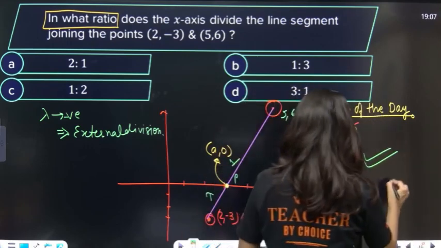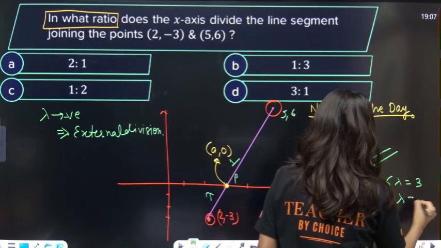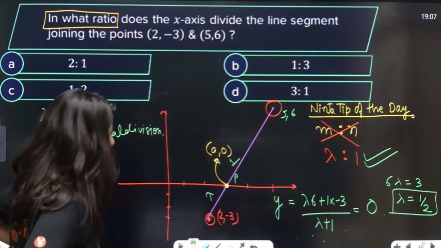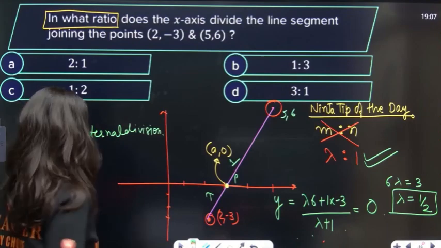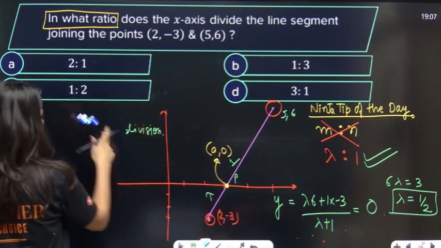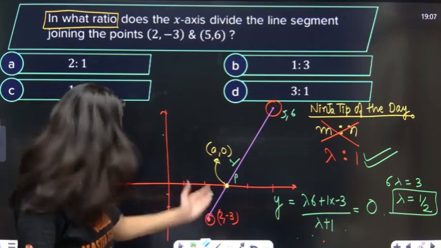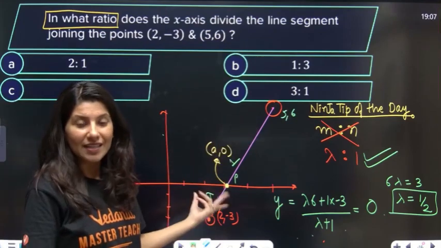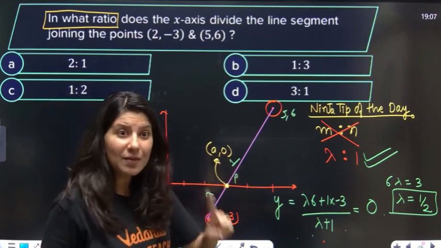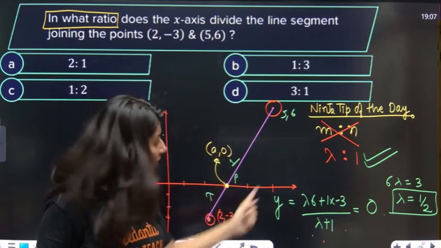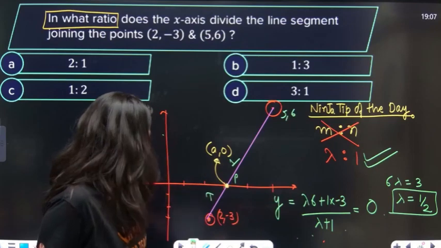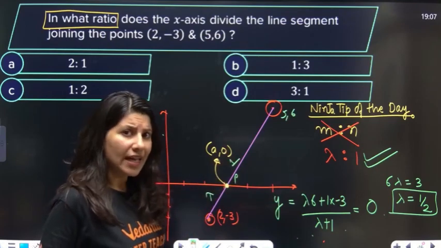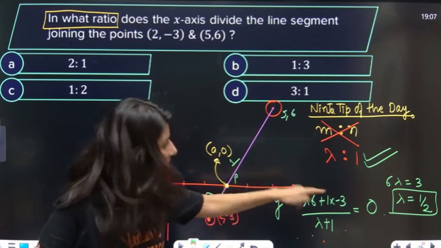So 6 lambda is equal to 3. Lambda is going to become 1 by 2, my dear students. So lambda is actually positive. And I realized how come internal division, I can see the x-axis is lying between these two coordinates. If you draw the diagram, the picture will be clear to you. If at all you are making some calculation mistake, you'll be like, no, but P is lying in between these 2 points. How can it be external division, it must be internal division. That's why I checked it.